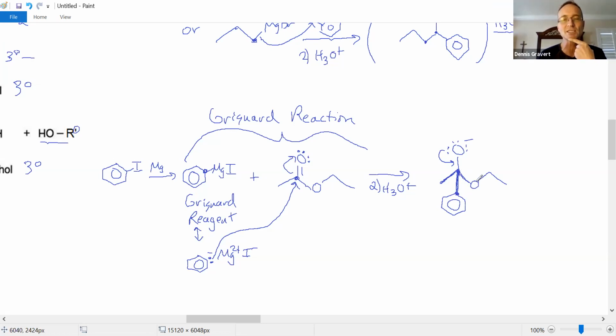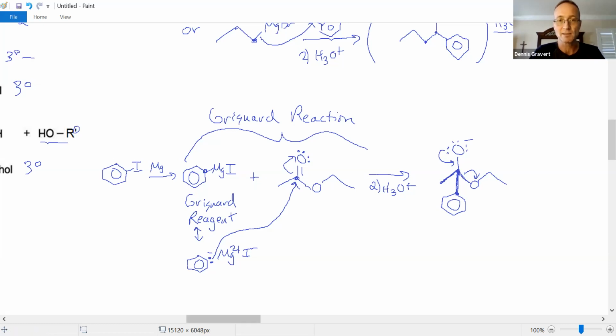But wait, this oxygen is more electronegative than the carbon. It's tugging on these electrons already. It just needs a little encouragement to break those electrons from the carbon completely. So when the lone pair comes down to make a pi bond, to restore the double bond, this bond breaks.